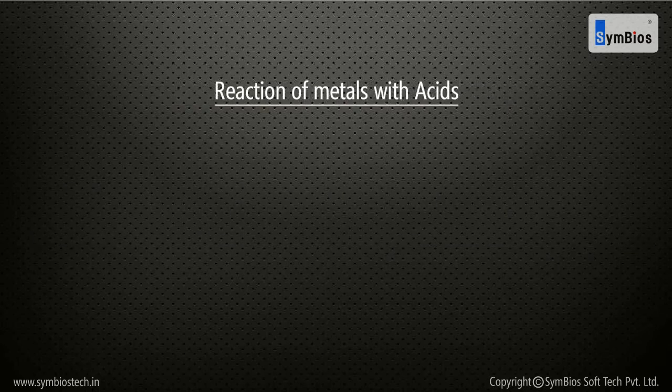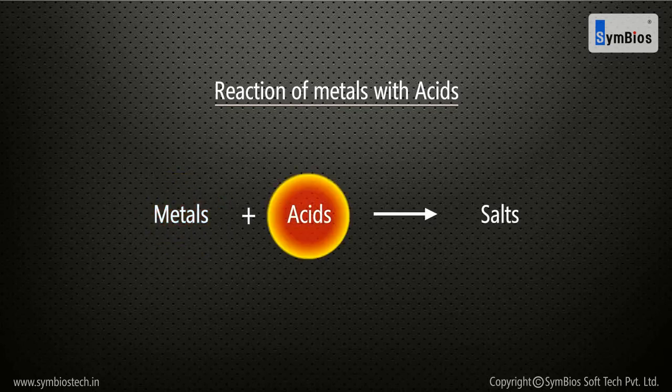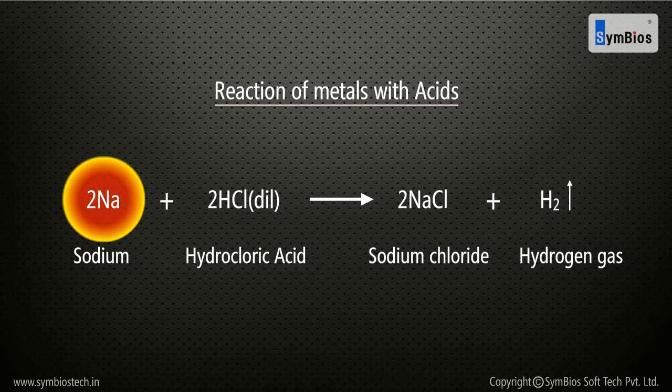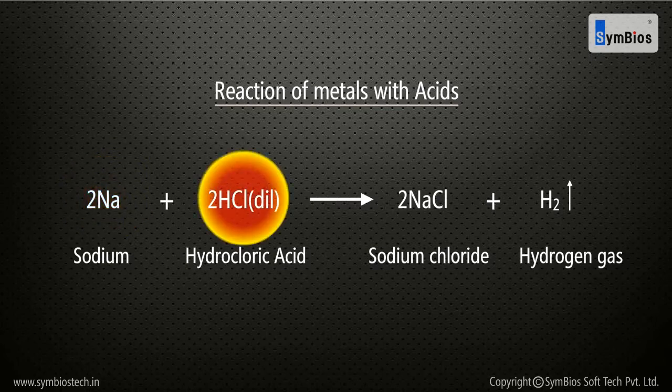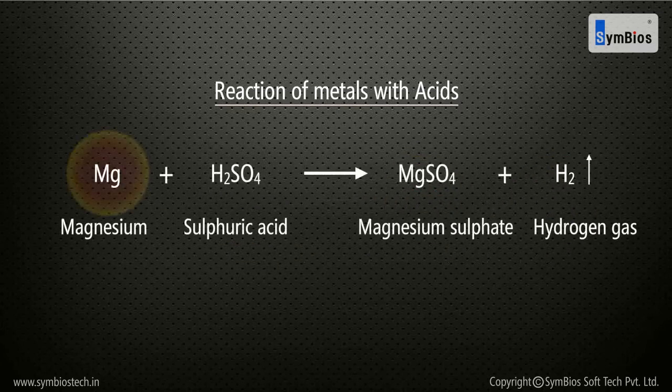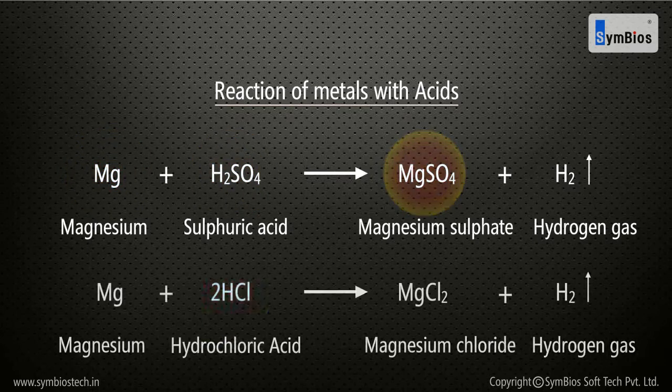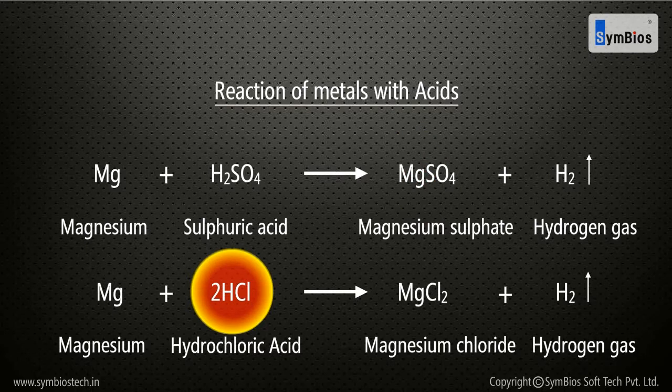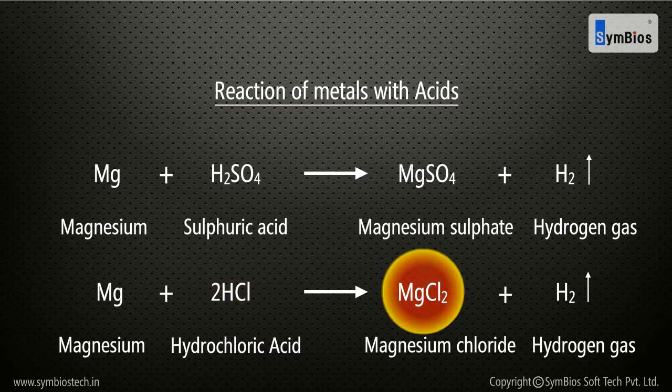Reaction of metals with acids. Metals react with acids to form salts. Sodium violently reacts with dilute HCl and forms sodium chloride and hydrogen gas. Magnesium reacts with sulfuric acid to form magnesium sulfate and with HCl to form magnesium chloride.